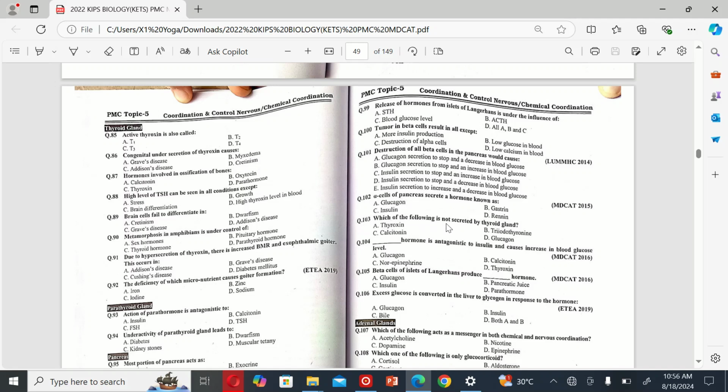The next MCQ is: which of the following is not secreted by the thyroid gland? A. Thyroxine, B. Triiodothyronine, C. Calcitonin, and D. Glucagon. So the correct option is D.